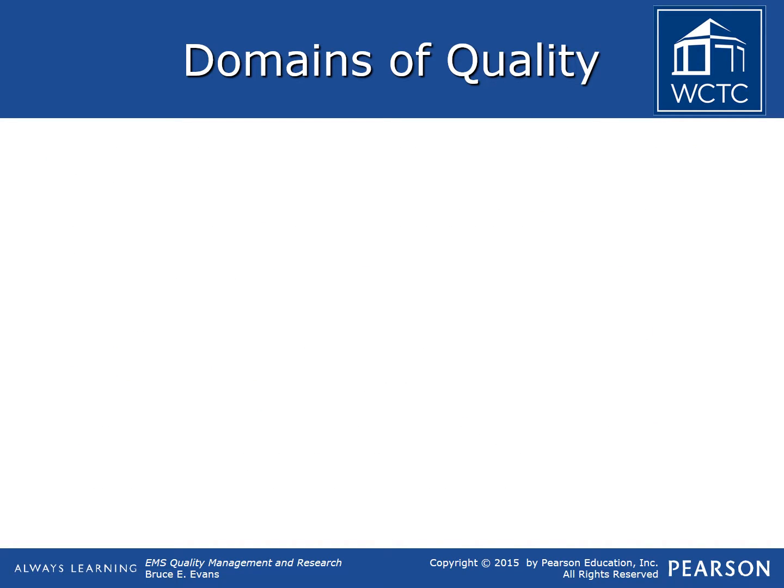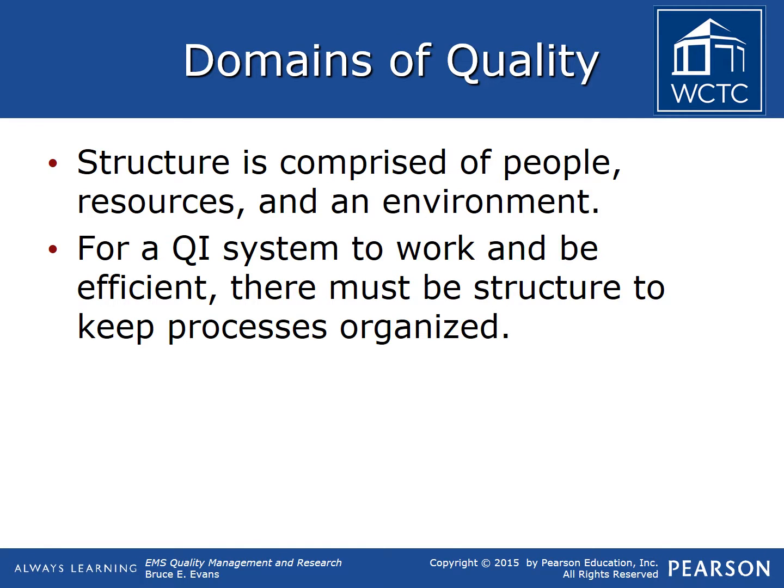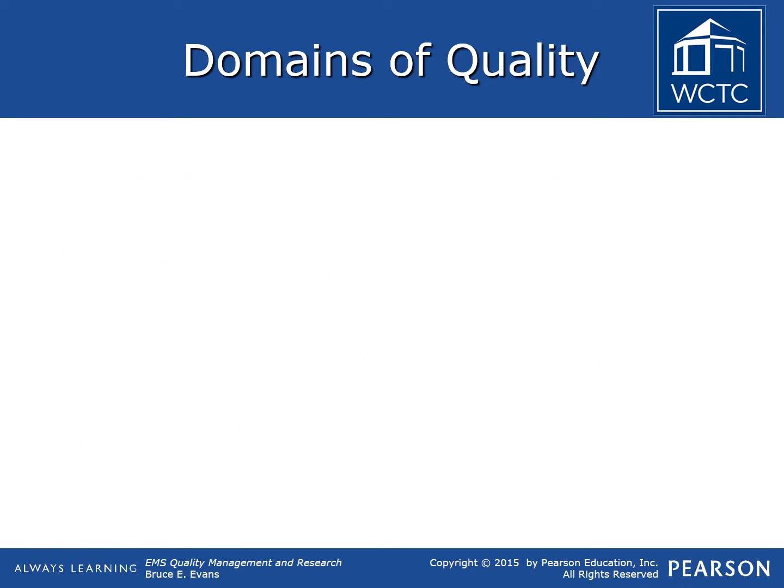As just mentioned, structure is comprised of people, resources, and the environment in which the people function and the resources are used. For a quality improvement system to work efficiently, there must be structure to keep processes organized. The more complex a system is, the more structure is required to keep the system functioning efficiently. In that respect, it is important to identify who is responsible for each process and involve those individuals in the quality improvement system. This means that people must serve as the backbone to a quality improvement system.